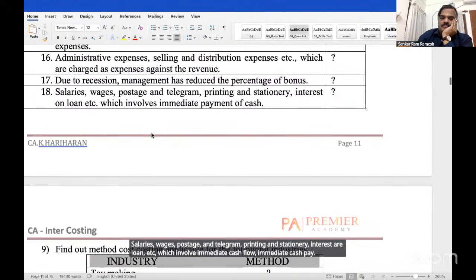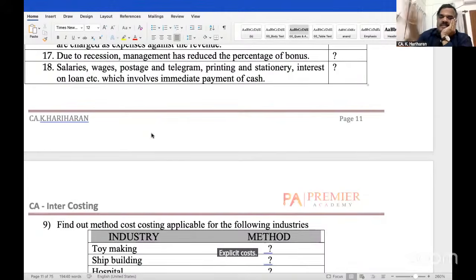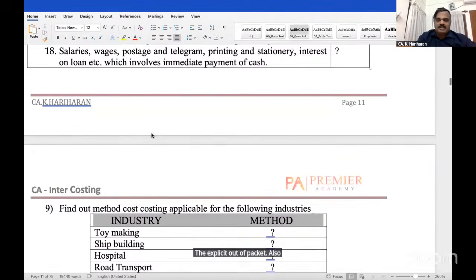Explicit cost. Implicit cost. Explicit cost is also called out of pocket cost.